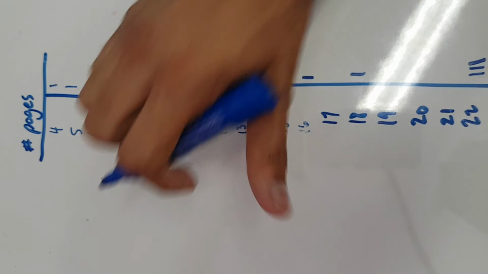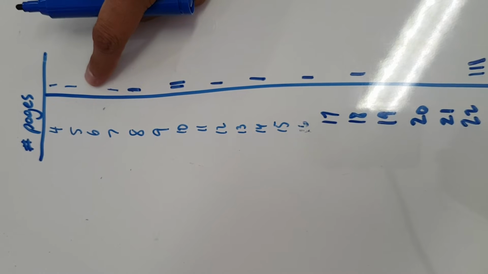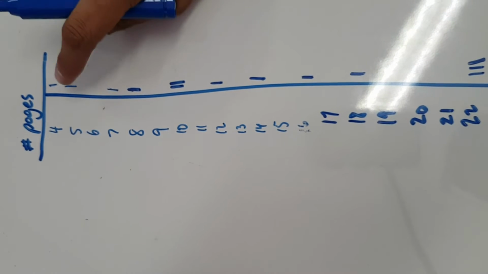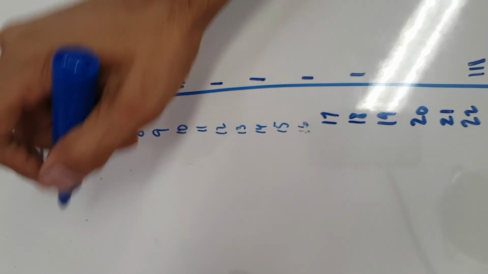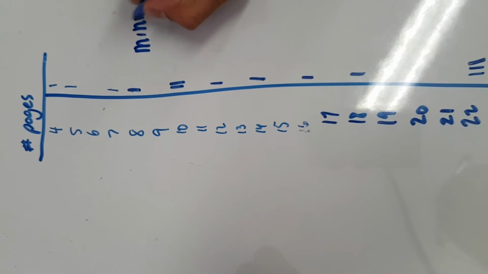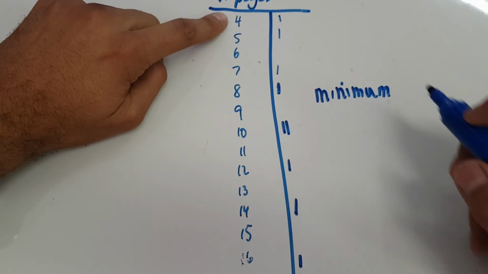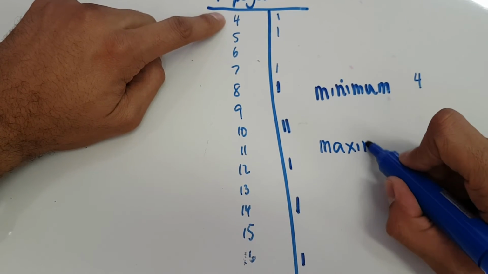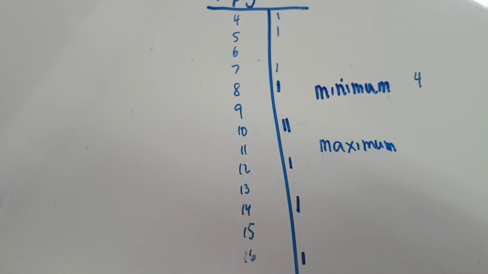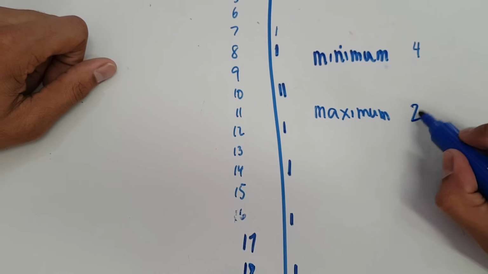So my minimum is the lowest value in all my data. Sometimes people think that's 0, but it's not what I've found in my data, right? Someone's read 4 pages. So my minimum value is the smallest number in my data set. And here, the smallest number in my data set is 4. The maximum would be the largest number in my data set. And the largest number in my data set is down here, 22. So my minimum is 4.